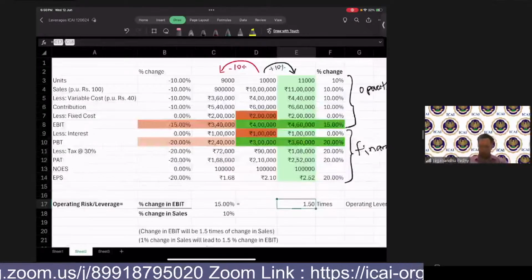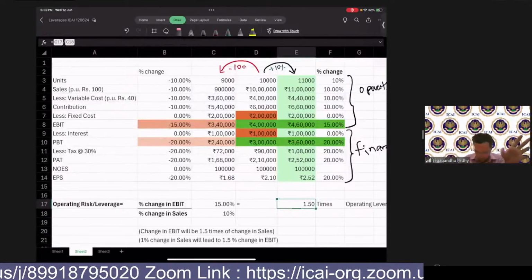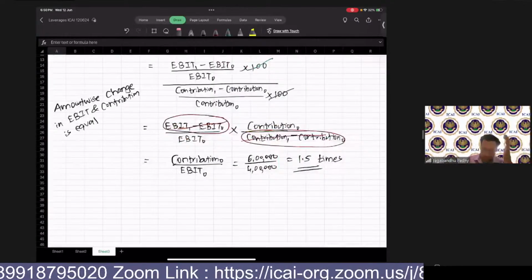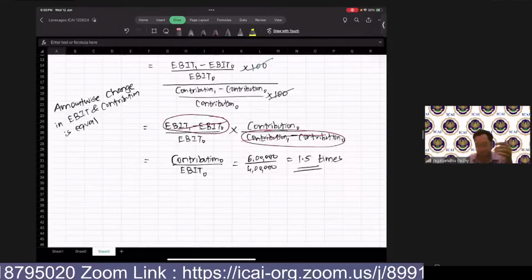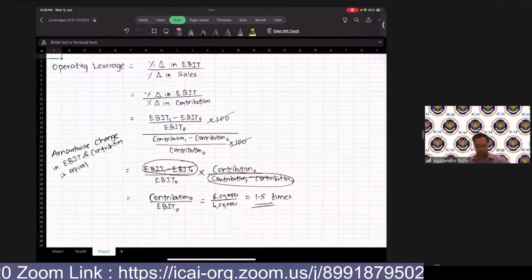If it was the long method of calculating all the percentage changes, you get the same number, 1.5. And even if you use the shortcut of base contribution divided by base EBIT, that will also be the same, 1.5 times as the answer. That is with regard to the operating leverage.